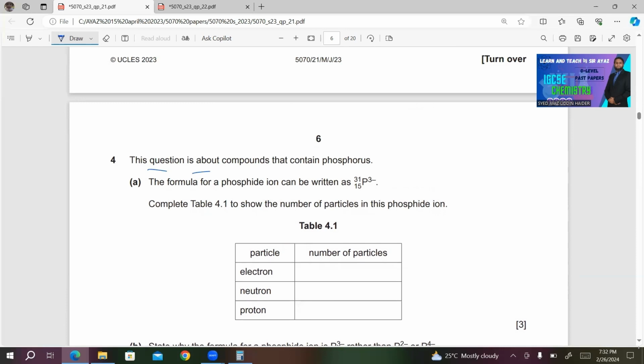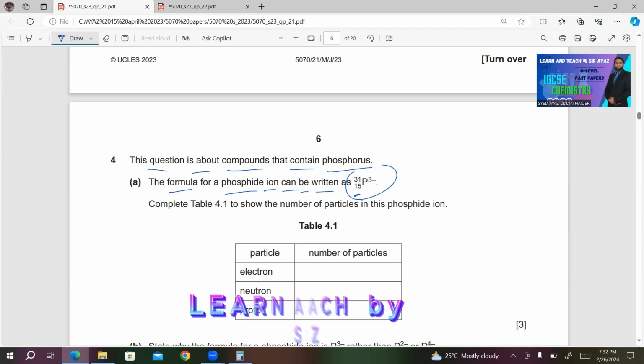This question is about compounds that contain phosphorus. The formula for a phosphide ion can be written as P3-. Here they have shown the proton number and the nucleon number. Complete table 4.1 to show the number of particles in this phosphide ion. Particle: electron, neutron, and proton.